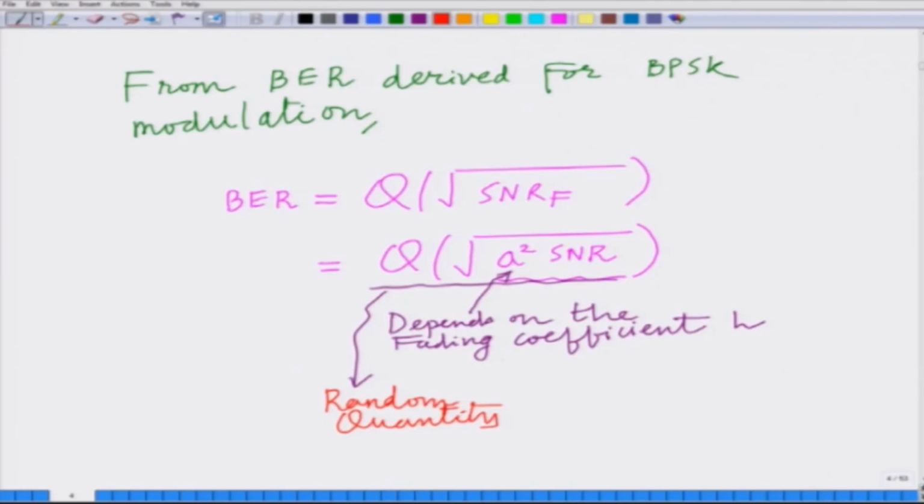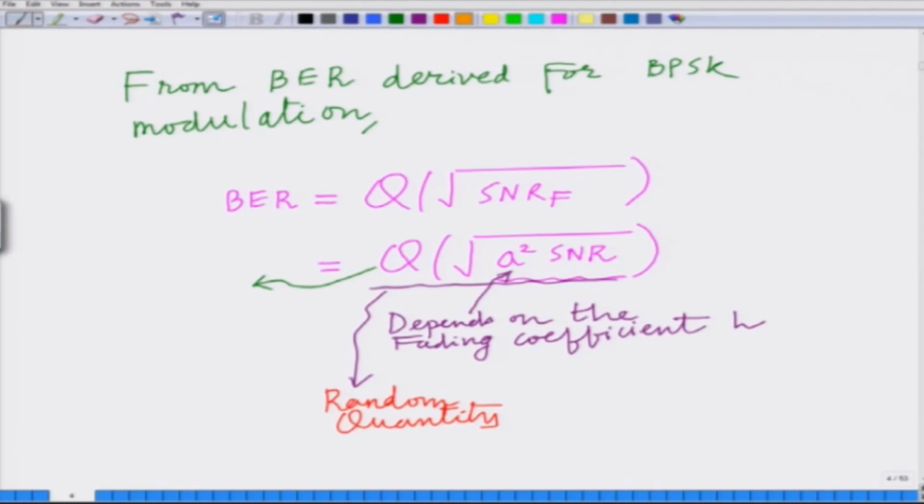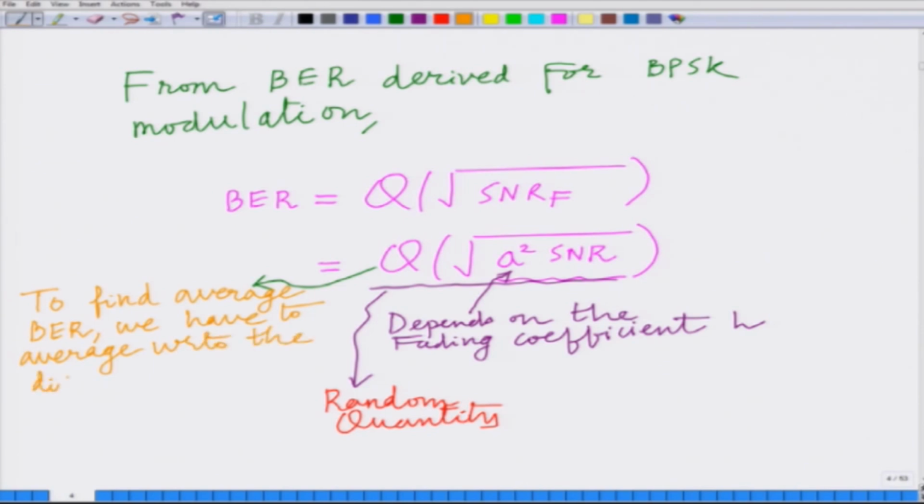And therefore, in order to find the average bit error rate, one has to average with respect to the distribution of the fading channel coefficient or the distribution of A. To find average BER, we have to average with respect to the distribution of A.